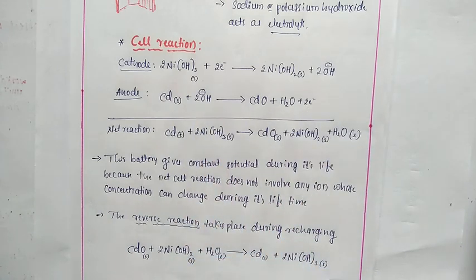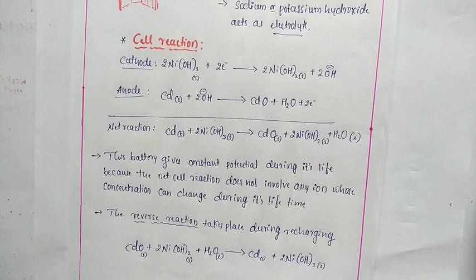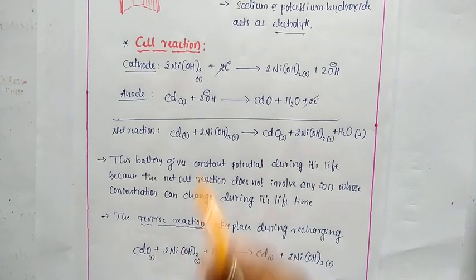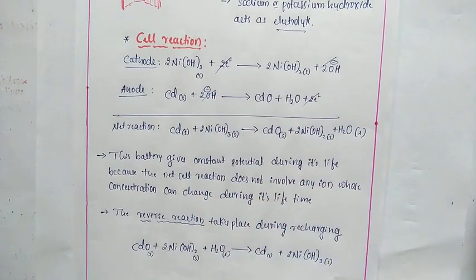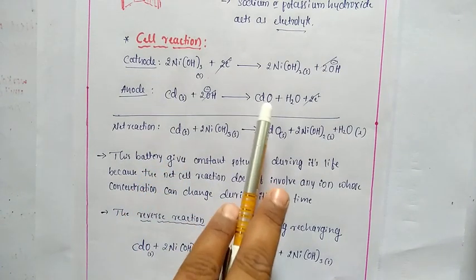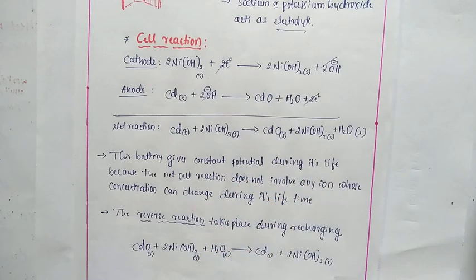The overall reaction of this nickel cadmium cell is cadmium plus 2Ni(OH)3. The 2 electrons get cancelled and the 2OH- get cancelled. Cadmium plus 2Ni(OH)3 gives rise to cadmium oxide plus 2Ni(OH)2 plus H2O. This is the net reaction of the nickel cadmium cell.